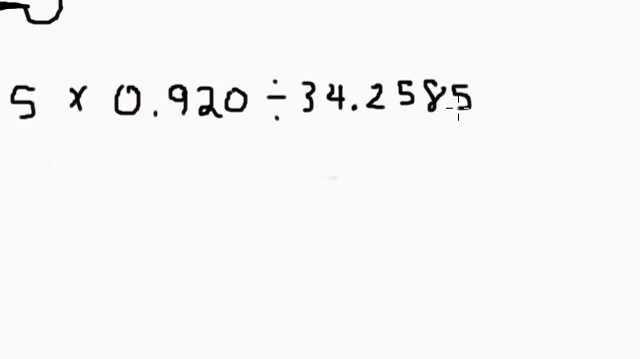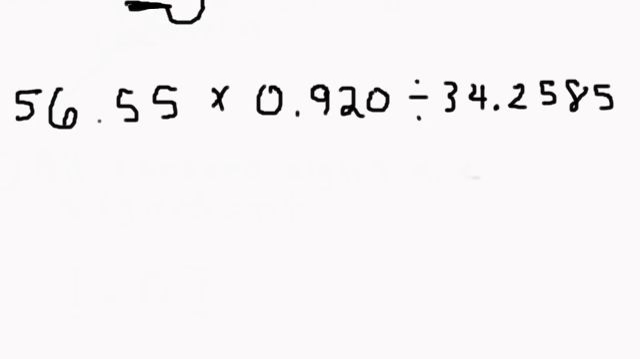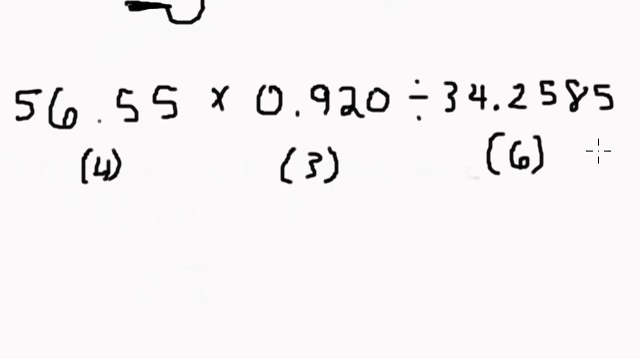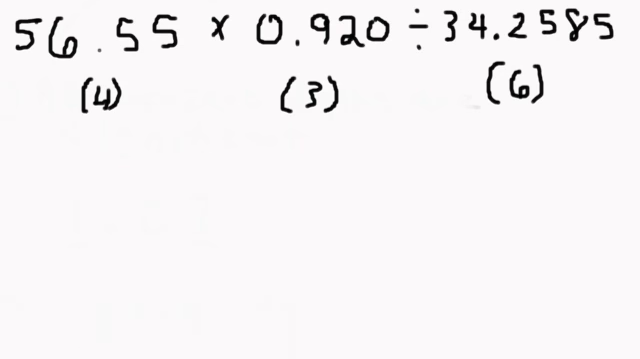Okay. So again, one more time, the first thing that you want to do is ask yourself how many significant figures each one of these numbers has. So 56.55 has 1, 2, 3, 4, a total of 4 significant figures. 0.920 has 3 significant figures. And this number, 34.2585, has 1, 2, 3, 4, 5, 6 significant figures. Alright, now that we found out how many significant figures each number has, I'm going to plug this in the calculator and find out what the answer is.